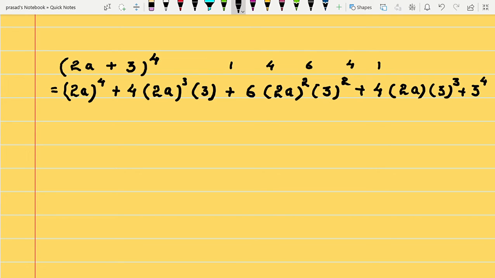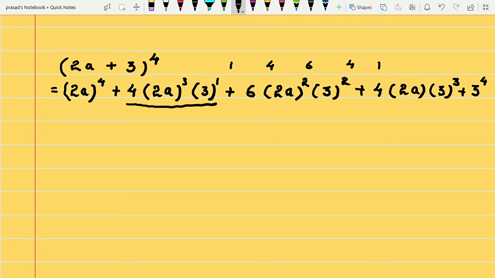One more thing you can see here. If I take any term and take the total power of the two terms in that particular term, it will always be equal to the power of the bracket that you are expanding. Like here, take for example this term, 2a's power is 3, 3's power is 1. So total power is 3 plus 1, that is the power of the bracket that you are expanding.